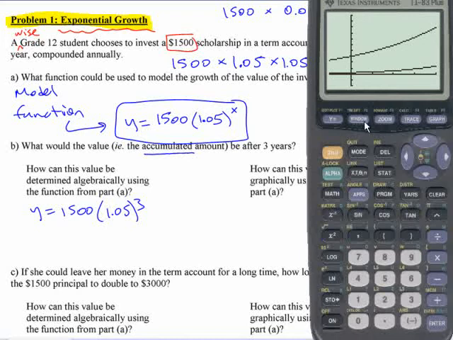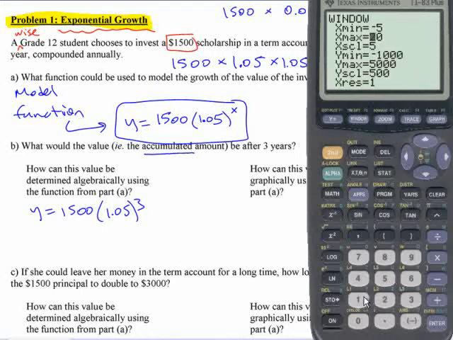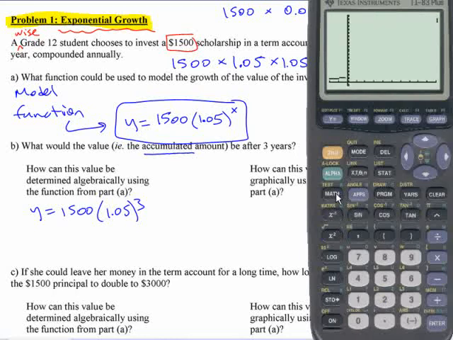Any ideas? You're not sure, eh? Let's go 50 years. So you're the wise grade 12 student invested, and you're looking at what's going to happen 50 years from now when you retire. How high do we have to go here? Who knows? $20,000 maybe? Okay, there's our $1,500 and growing at 5%.